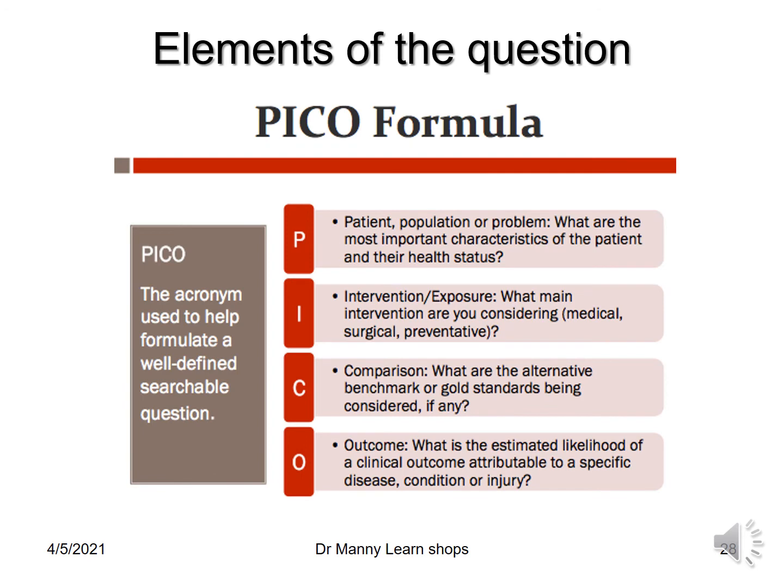So, what are some of the elements of the question? And there are lots of tools that can be employed. This is just one example, PICO. And PICO is an acronym used to help formulate a well-defined, researchable question. P, patient, population or problem. I, intervention or exposure. C, comparison. O, what are the outcomes?